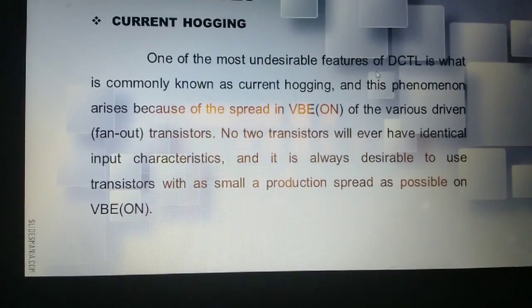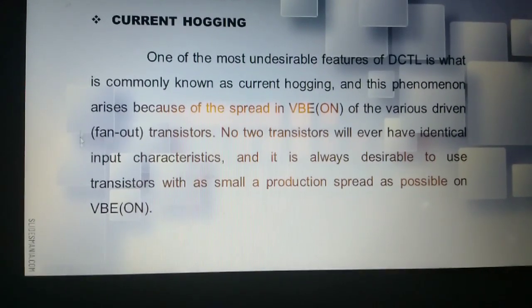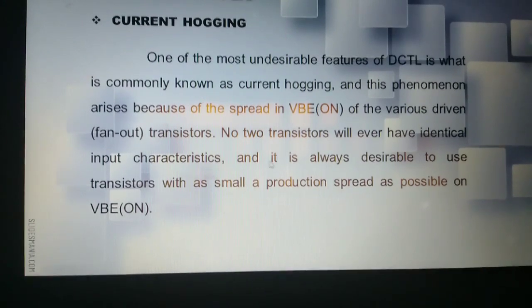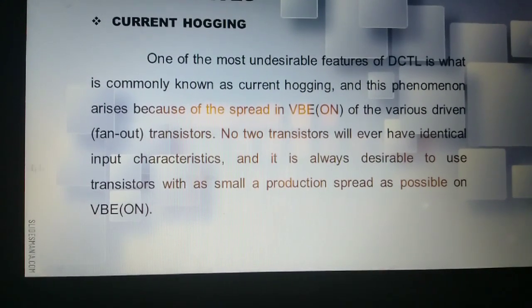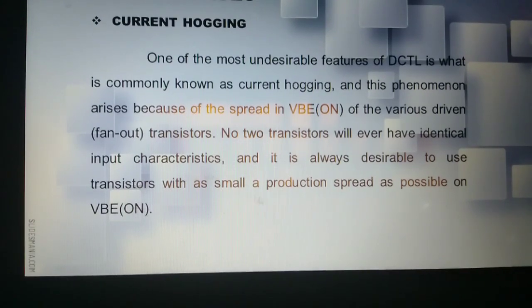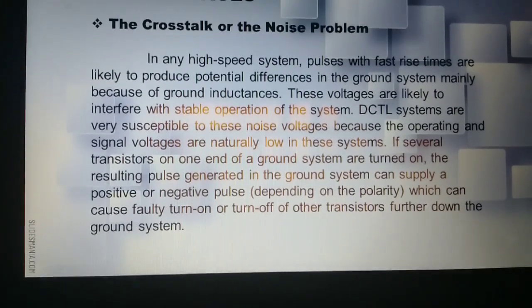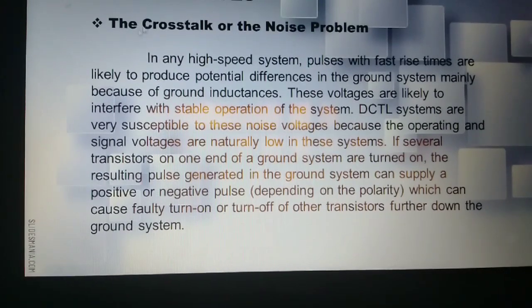One of the most undesirable features of DCTL is what is commonly known as current hogging. This phenomenon arises because of the spread in voltage base-emitter on the various driven fan-out transistors. No two transistors will ever have identical input characteristics, and it is always desirable to use transistors with a small production spread possible on voltage base-emitter. So another disadvantage of DCTL is the crosstalk or the noise problem.